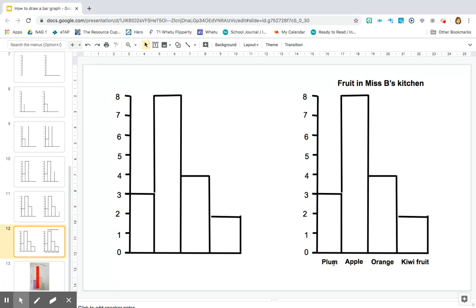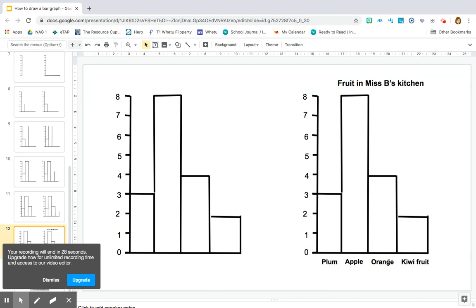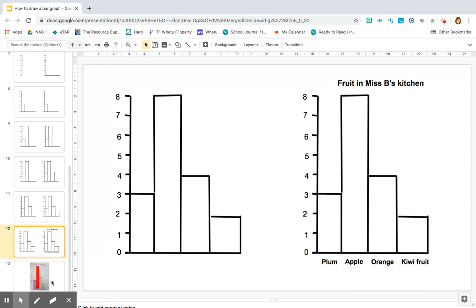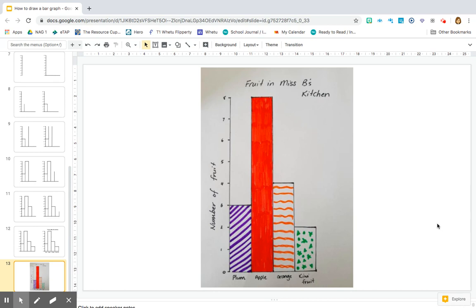Finally, I put in the name of each of the categories so I can remember what these are. And I give my bar graph a title. After I colour it in, my bar graph looks like this.